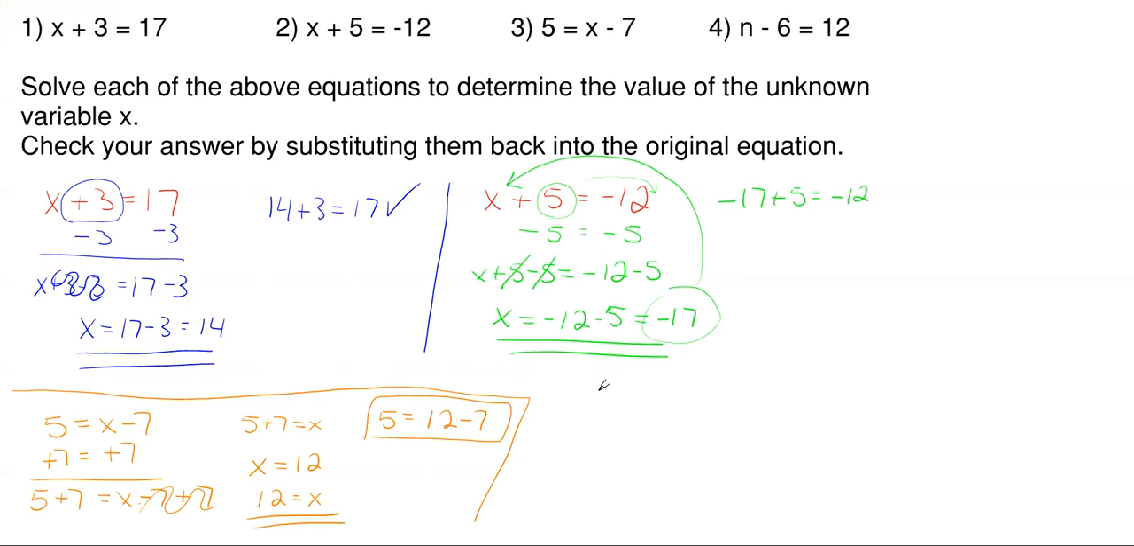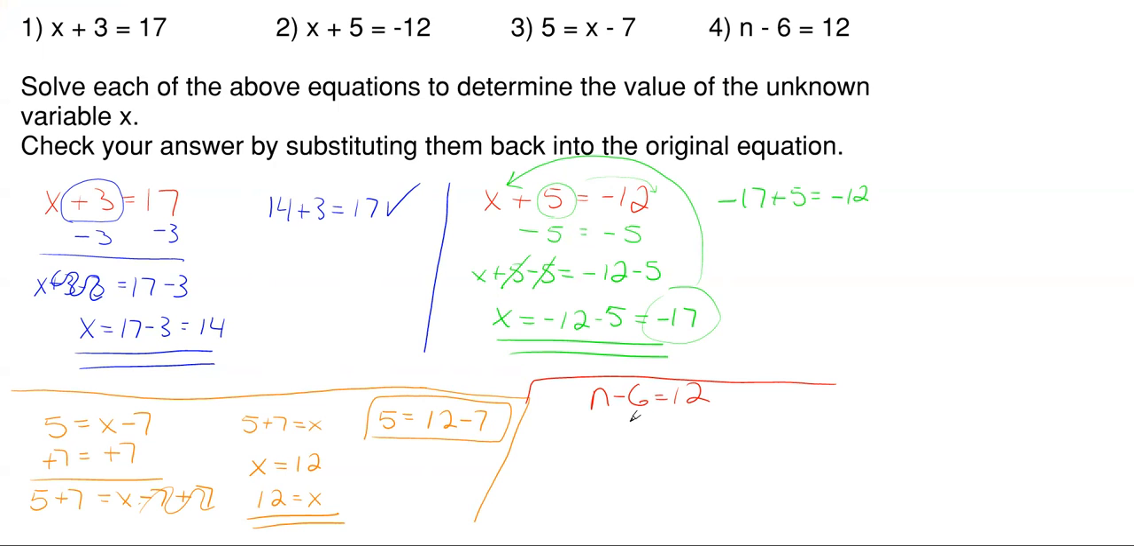And that is number 4. And this one is n minus 6 is equal to 12. So just as I said before, it does not matter what the variable is. If it's x, n, y, z, it does not matter. It's still a variable. You treat it exactly the same. It's an unknown that you have to find.